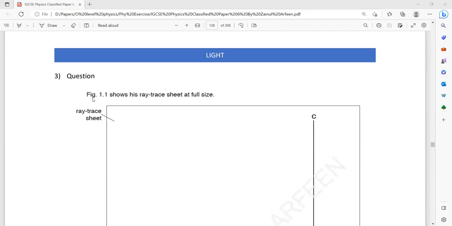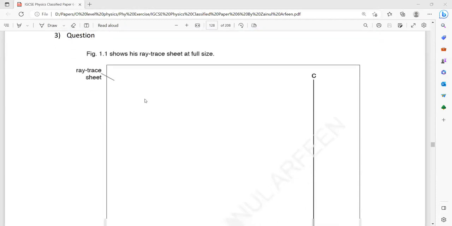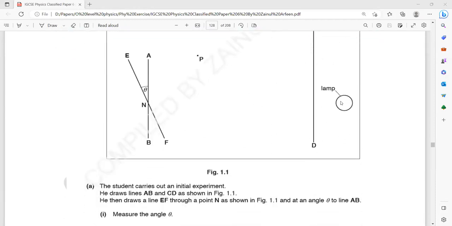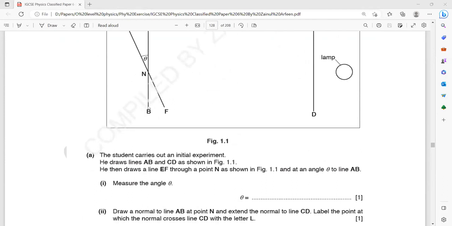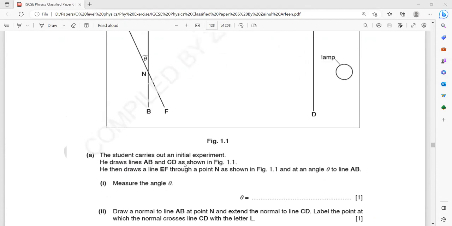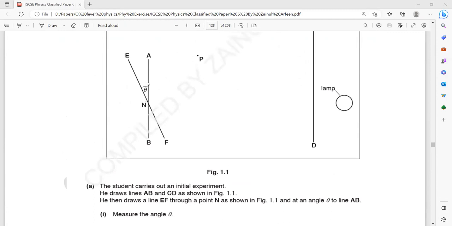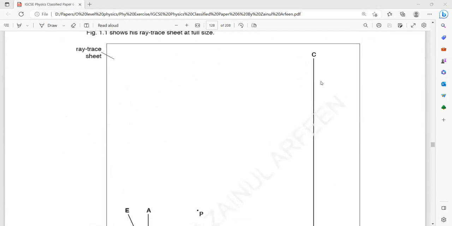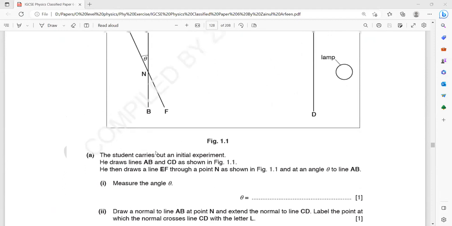So, topic: light, question 3. Figure 1.1 shows his ray trace sheet at full size. You can see a ray trace sheet is there, a mirror is placed, a lamp is there. First, the student carries out an initial experiment. He draws a line AB and CD as shown. So first he drew the line AB and he drew the line CD as it is shown.